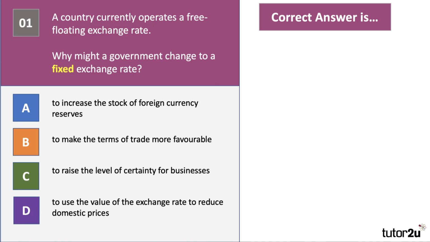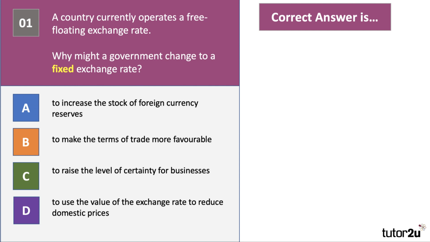Question 1. The country currently operates a free floating exchange rate. Why might a government change to a fixed exchange rate? The correct answer is either A, B, C or D. Please press the pause button and have a go at this question.